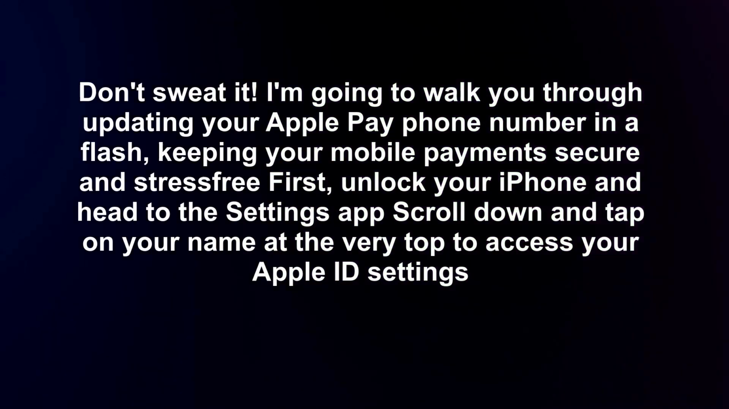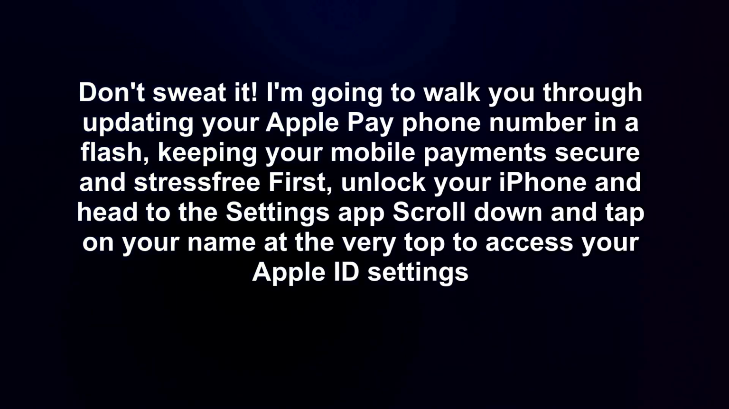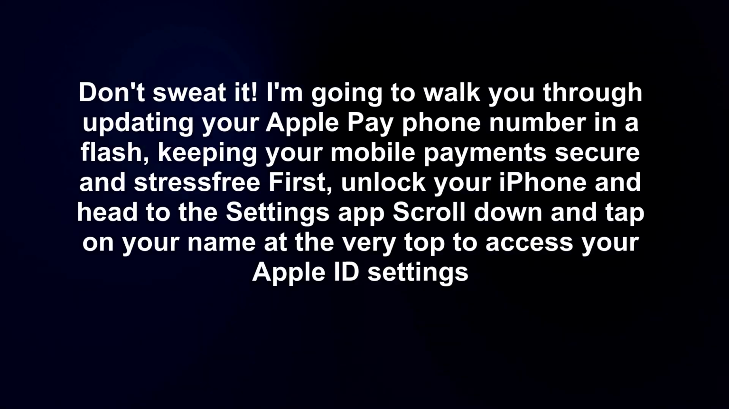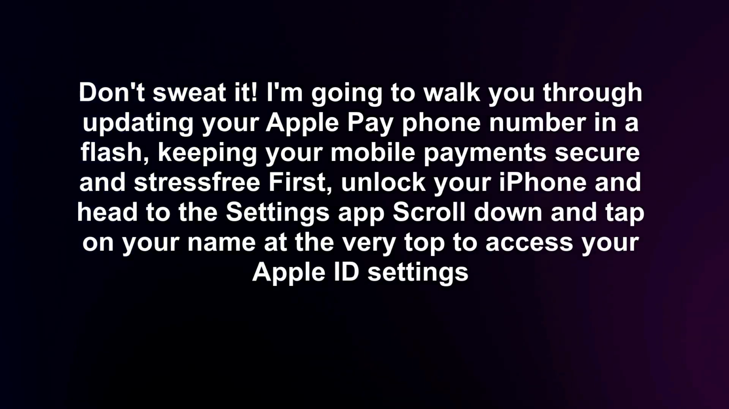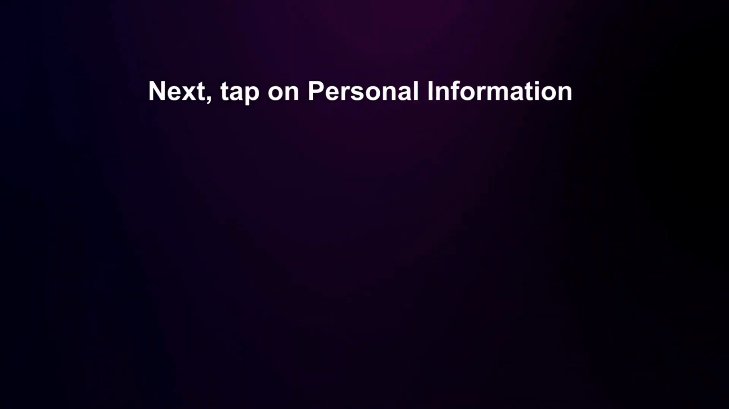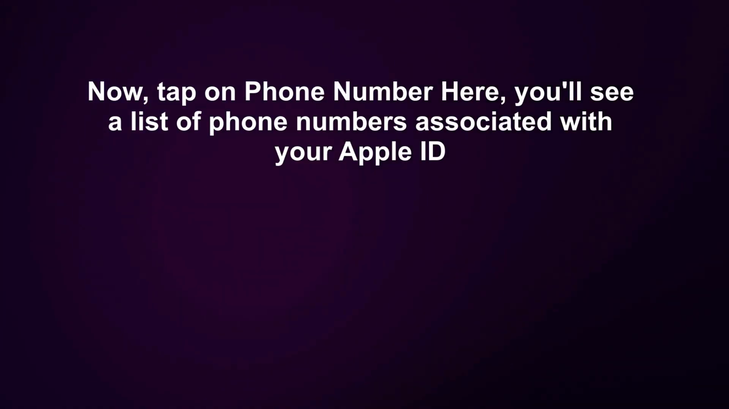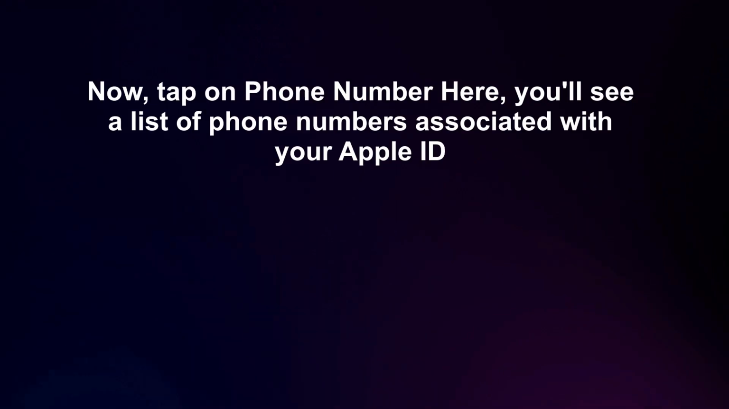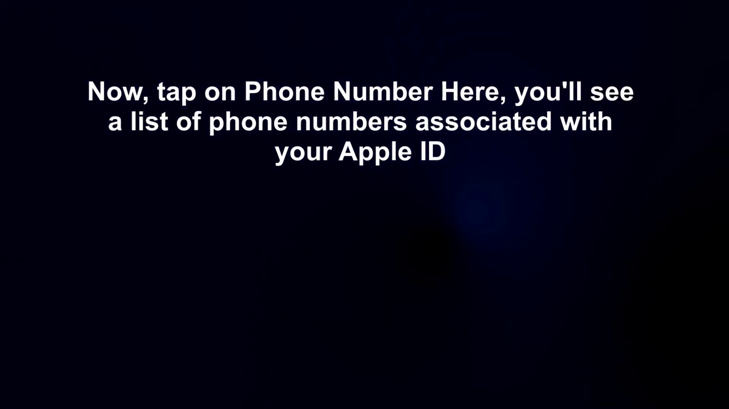First, unlock your iPhone and head to the Settings app. Scroll down and tap on your name at the very top to access your Apple ID settings. Next, tap on Personal Information. Now, tap on Phone Number here. You'll see a list of phone numbers associated with your Apple ID.